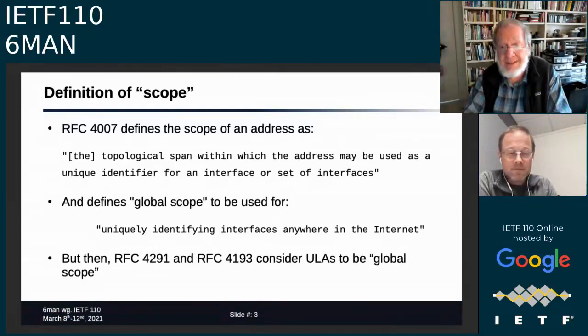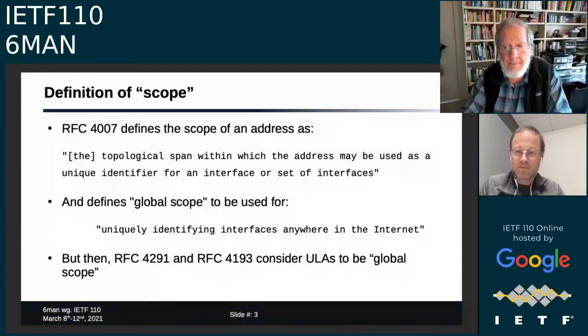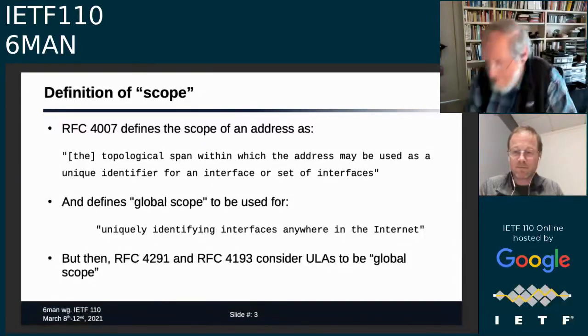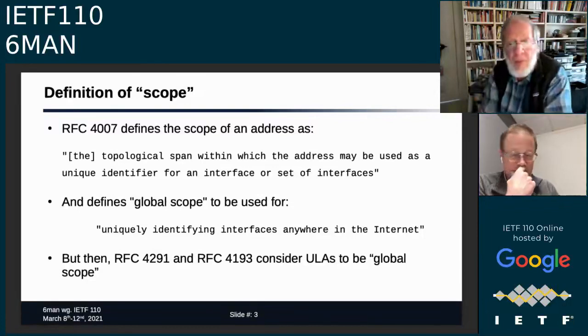ULAs, we will go into detail later, but from the very beginning, obviously ULAs don't conform to that. Why? Because you are randomizing the prefixes, and if for some reason we randomly ended up selecting the same prefix, obviously the resulting addresses will not uniquely identify an interface anywhere in the internet. So that's the first reason. Next slide.